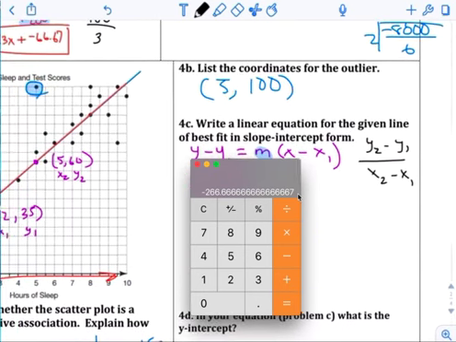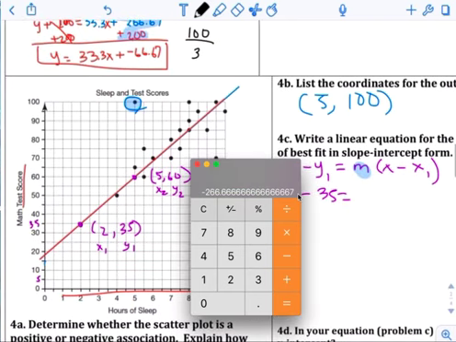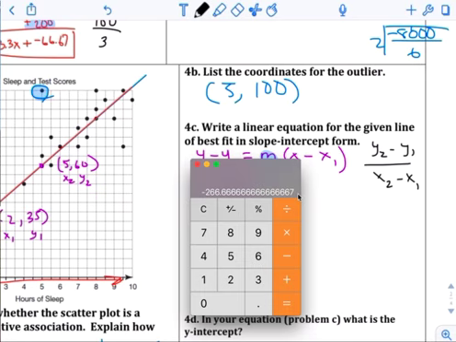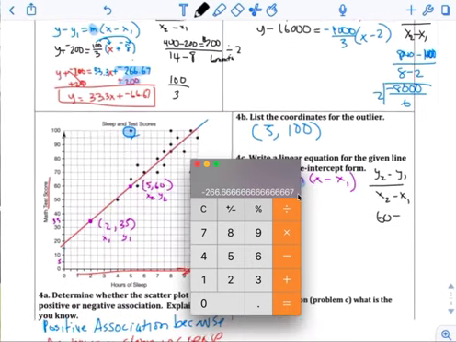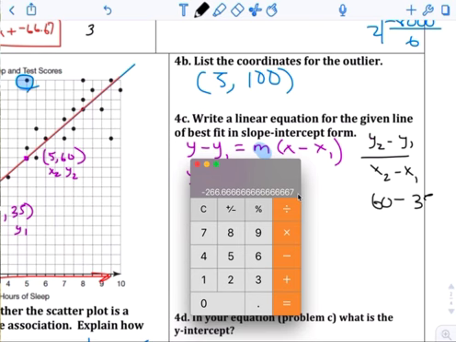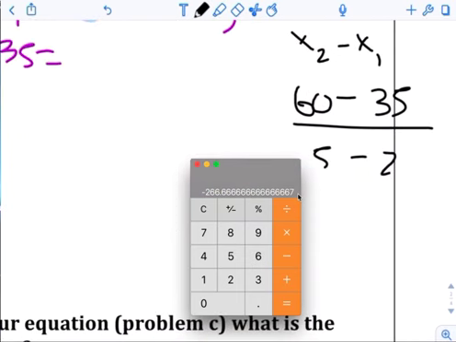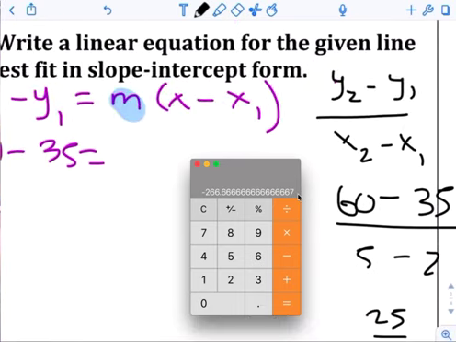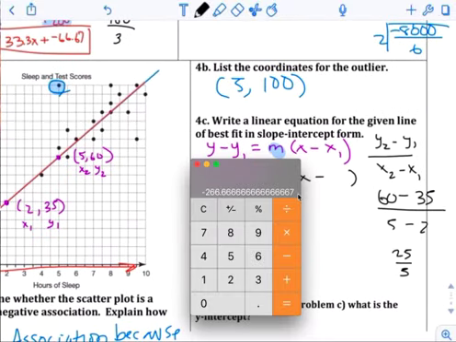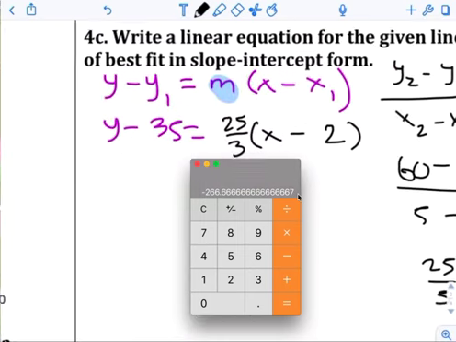And y sub 2 is 60. So 60 minus y sub 1, 35, over x sub 2, 5 minus 2. Another 3, huh? You get 25 over 3. Again, I hope you get different numbers. Then x minus x sub 1, which is 2. And it gives you decimals, finish.